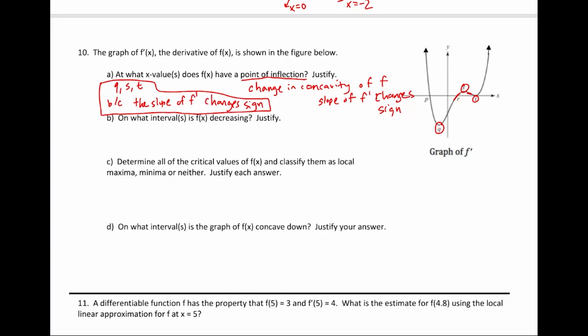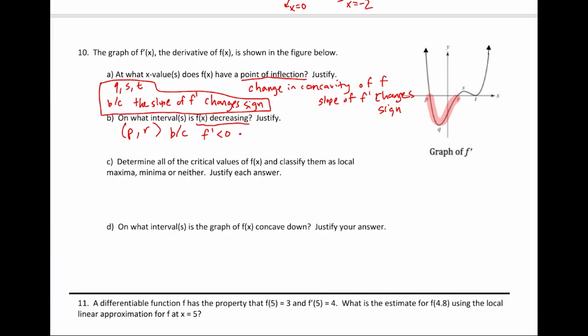Okay, part B says, on what intervals is f decreasing? So f will be decreasing anytime f prime is negative, and that's really our justification here. If we're looking at the graph, f prime is going to be negative below the x-axis. So in other words, this whole interval here, and I guess that's pretty much it. So the interval is going to be from P to R. And the justification is because the graph of f prime is below the x-axis.